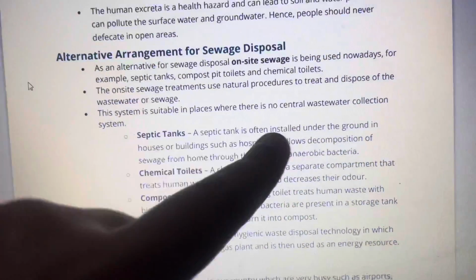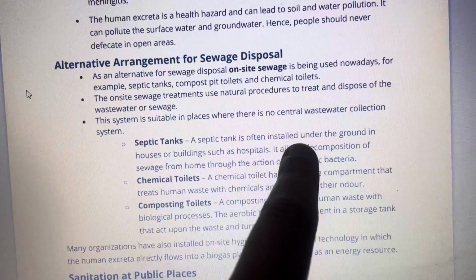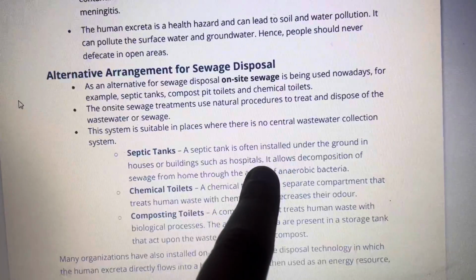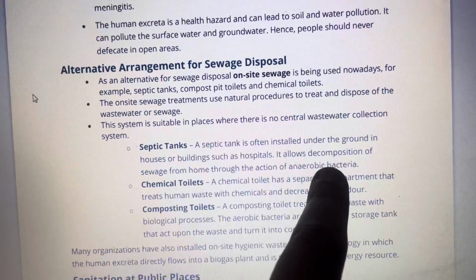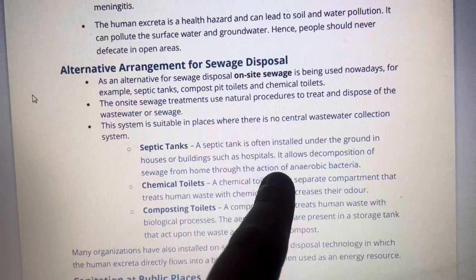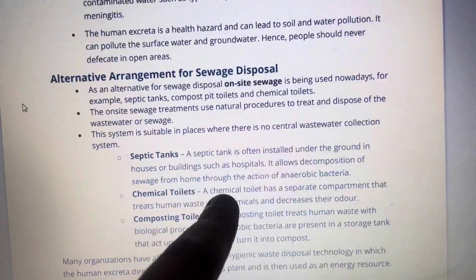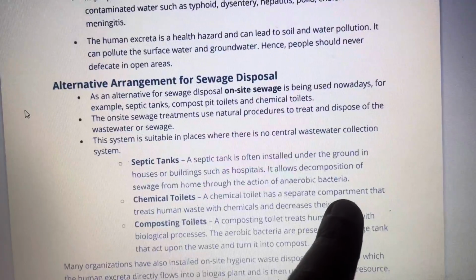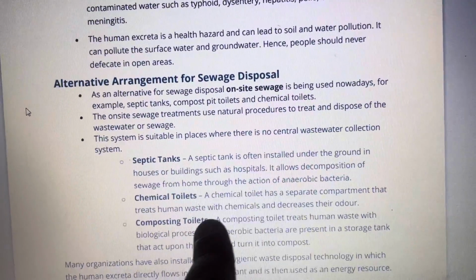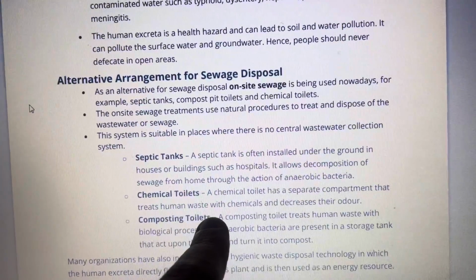Firstly, we have the septic tanks. So a septic tank is often installed under the ground in a house or building such as hospitals. It allows decomposition of sewage from homes through the action of anaerobic bacteria. Next, chemical mein kya karte hain? A chemical toilet has a separate compartment that treats human waste with chemicals and decreases the odor. Odor means smell.